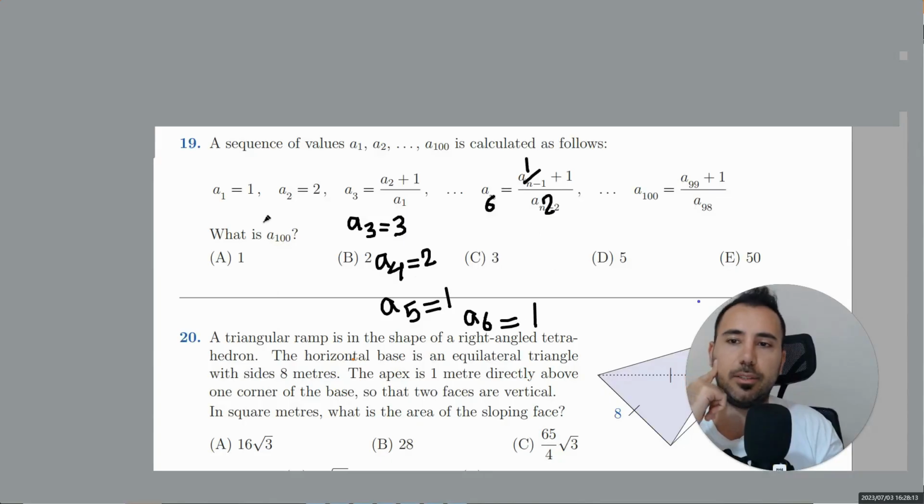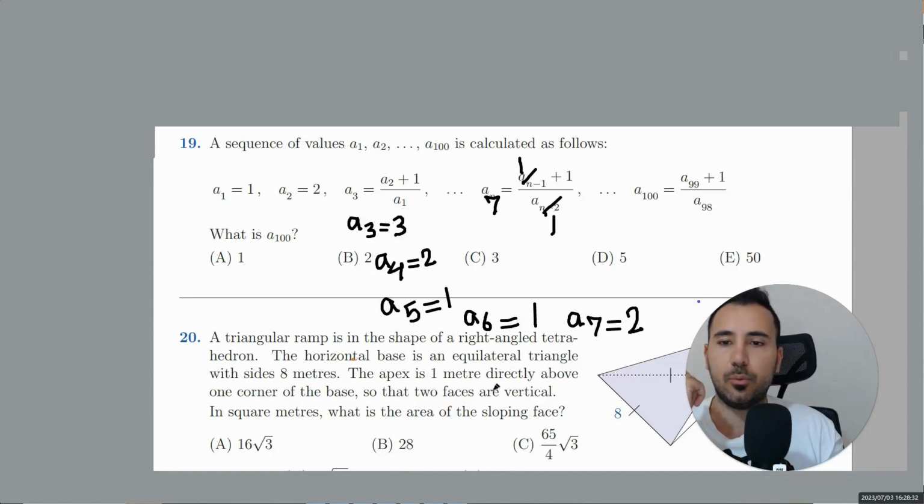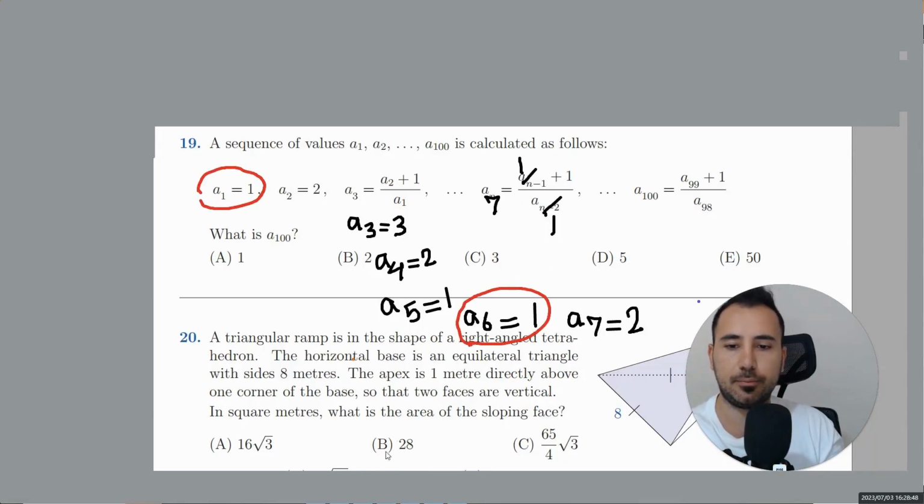So no, the pattern is not repeating. We had 1 and 2. Now we have 1 and 1. So we have to continue still. So A7, A6 will be 1. And now we see that this would be 2. So now we went back to the beginning. We have 1 and 2. So everything will be happening again over and over. So you see, these are going back to the beginning. So is this one. This one is 2, and this one is 2.